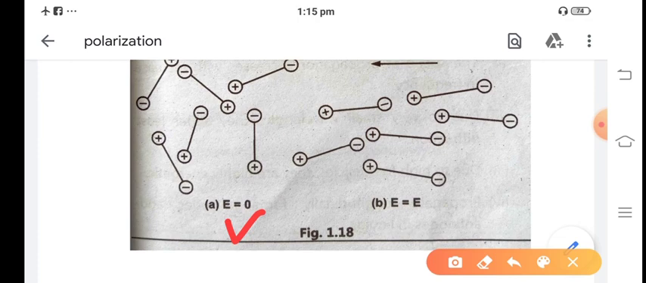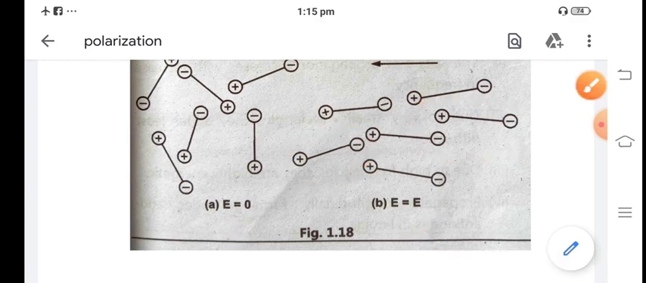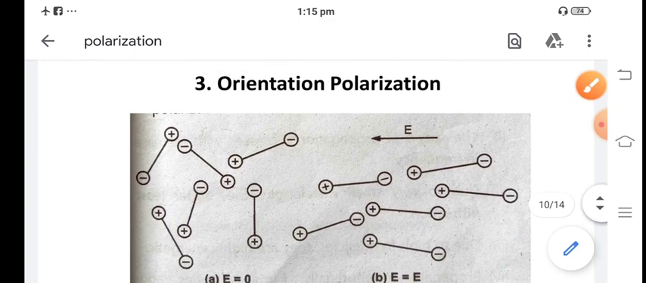When the electric field is applied, these dipoles experience a torque and try to align parallel to the applied field, which results in a rotation of these dipoles. So this is known as orientation polarization. This type of polarization, the orientation polarization, strongly depends on temperature.